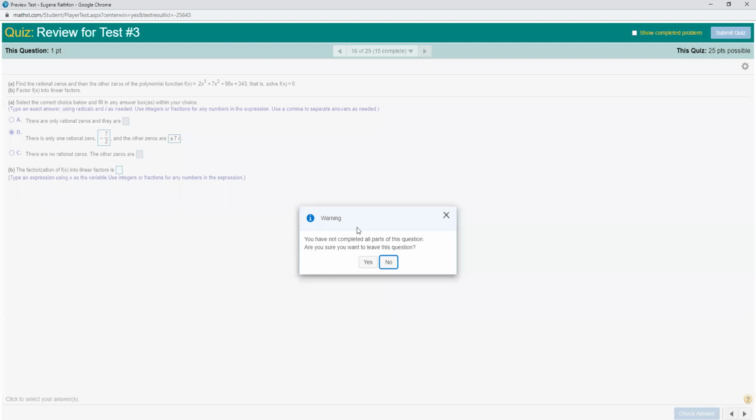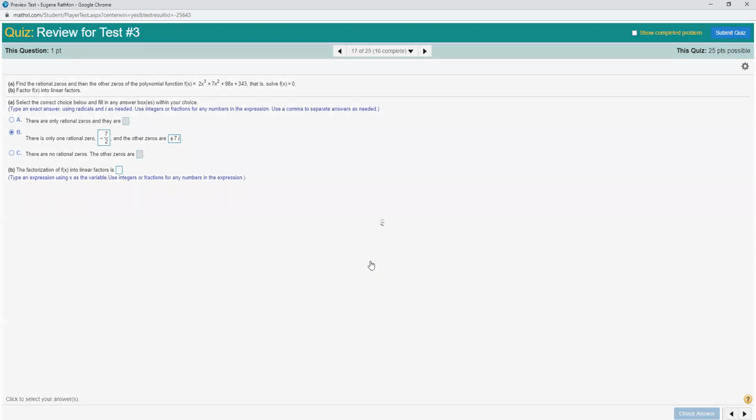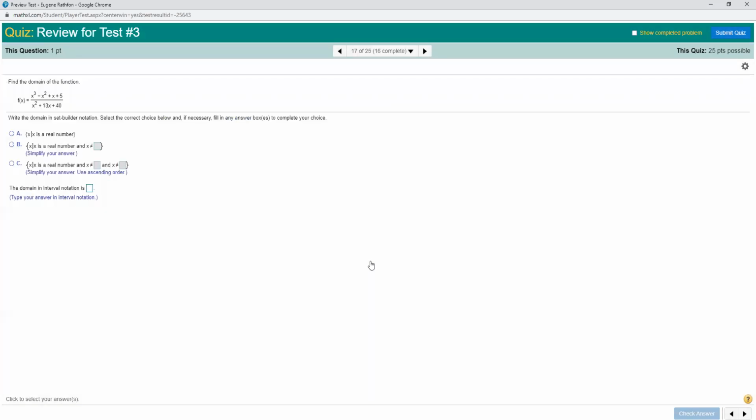Yes, we want to leave. See, it'll try to keep you on track if you leave before something's all the way done.